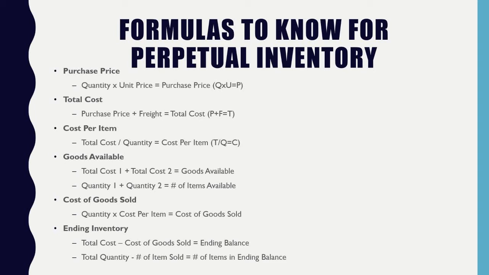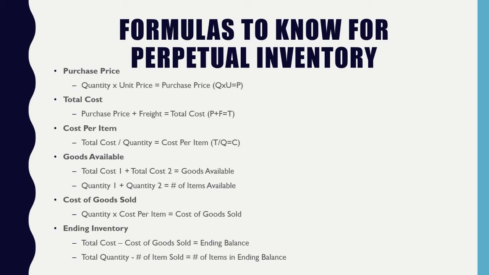So what are the necessary formulas you need to know? Well, you still need to know how to figure out the purchasing price, which is your quantity times the unit price. You need to know the total cost, which is your purchase price plus your freight expense. And of course, you also need to solve for your cost per item, which is the total cost divided by quantity. These three are your standard formulas that are universal, no matter what kind of tracking method you're using.